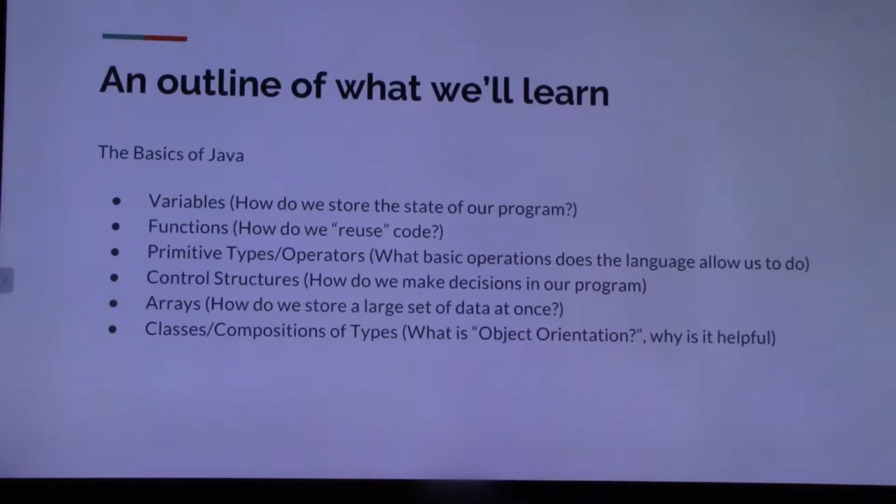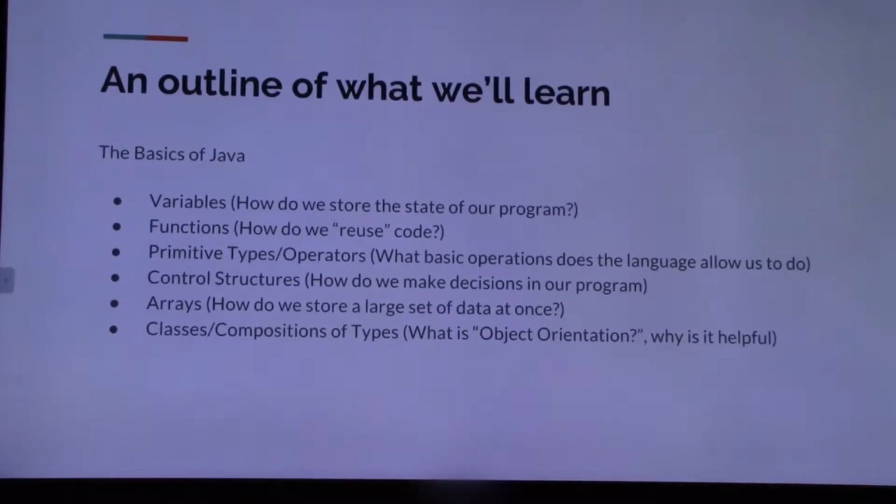Primitive types and operators. Java is what's called a statically typed language, which means that every piece of data actually has to have a type. And that's a really important piece to understand if you're going to want to program in Java. And then operators are the basic things you can do with those primitive types. Control structures are the basis of most programming: how do you make decisions in your program, how do you repeat bits of your program, etc. It's sort of what makes your program smart.